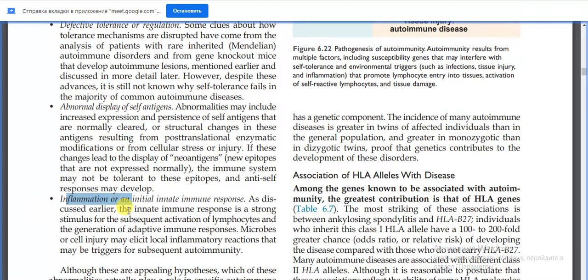Now you see that all three of them might be combined. For example, defective tolerance or regulation is usually due to genetic factors, but these might be inactive in some conditions. But if we promote it with inflammation or with abnormal display of self-antigens, it causes a very severe autoimmune disorder.